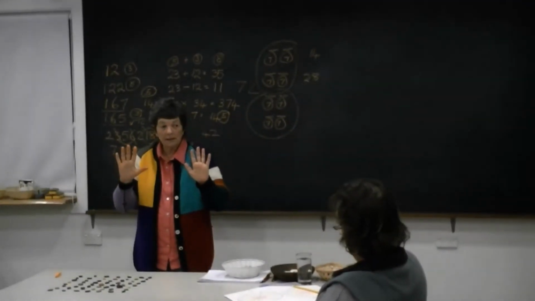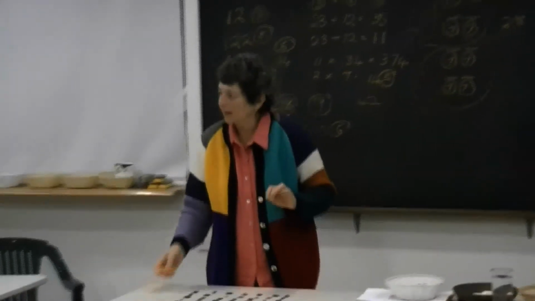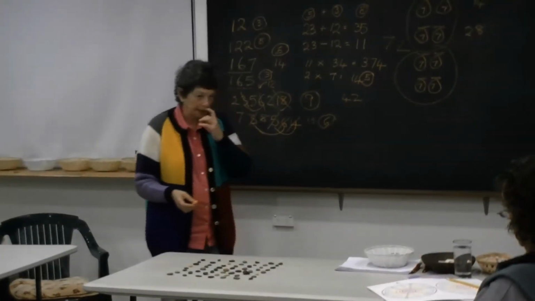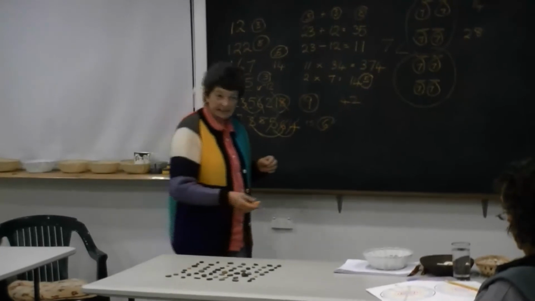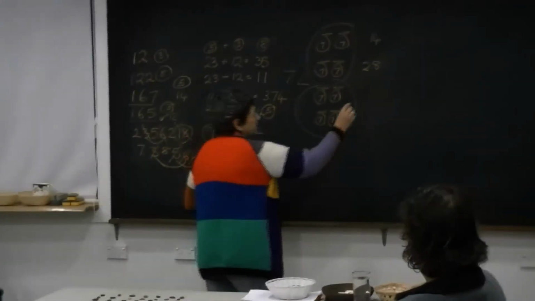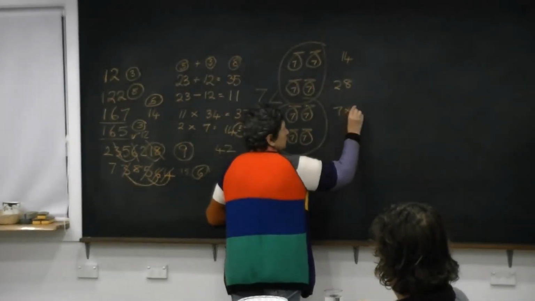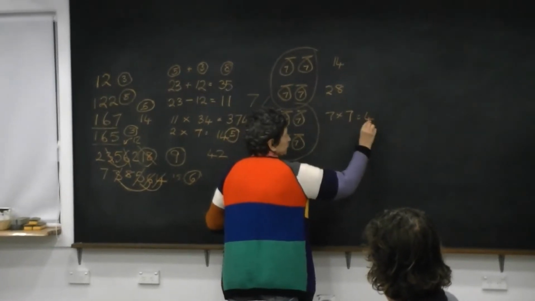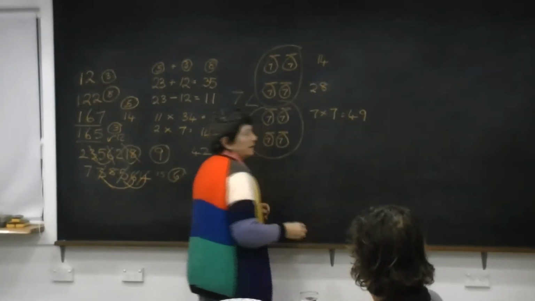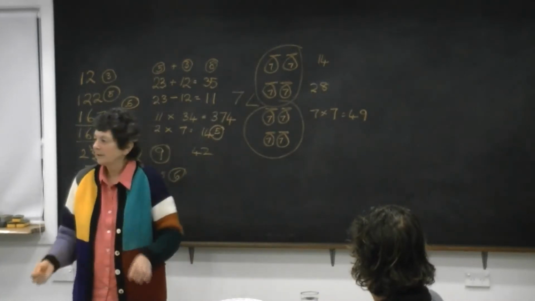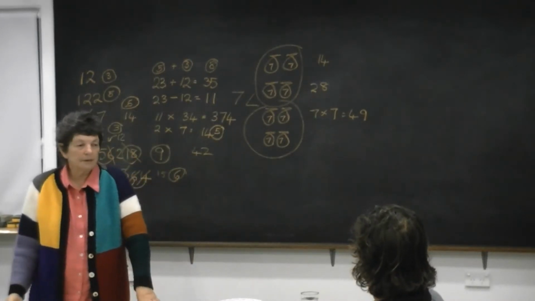Do you see that? So there's only one that we have to actually know. What would that one be? 7 times 7. 7 lots of 7. Which I'm going to tell you is 4 10s and a 9. And that's the only one we really have to keep in our head. But we can always work it out.